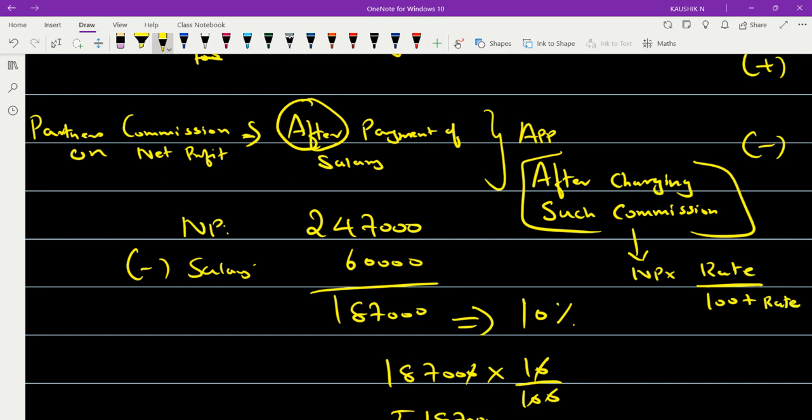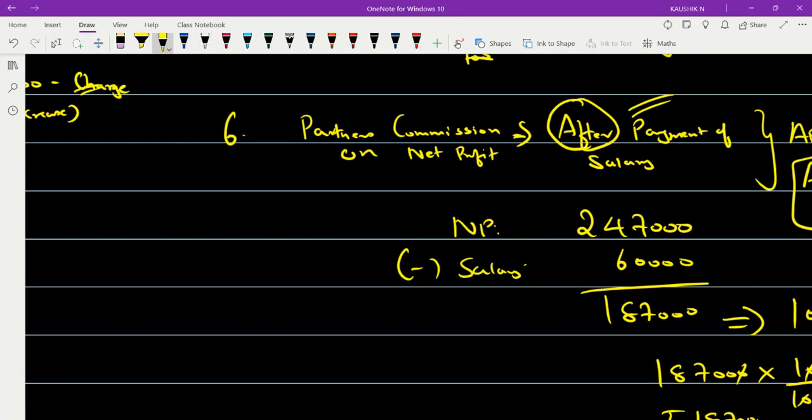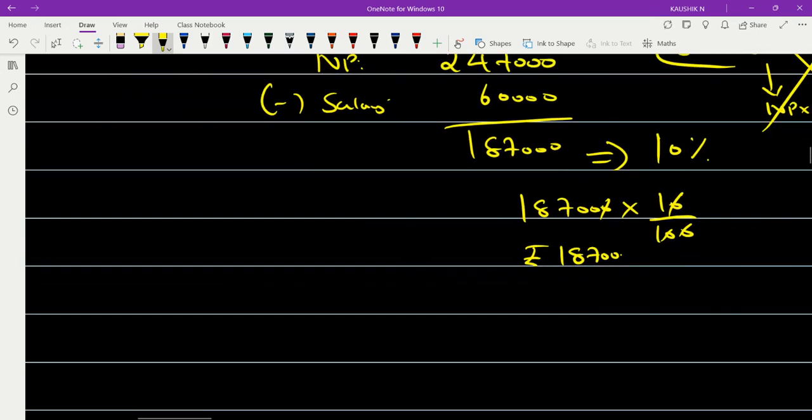But here it is not mentioned like this. It has been mentioned as "after the payment of salary". So those words are not mentioned and this concept cannot be applied. So it is ruled out. Am I making sense to you? Accordingly, here the partner's commission is rupees 18,700. Right. Let's move further.